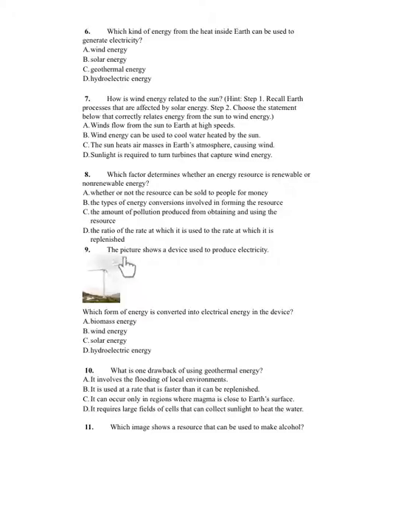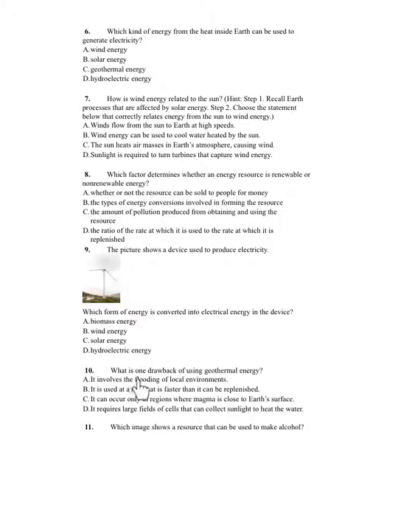Number 9. The picture shows a device used to produce electricity. Which form of energy is converted into electrical energy in the device? A, biomass energy. B, wind energy. C, solar energy. D, hydroelectric energy.